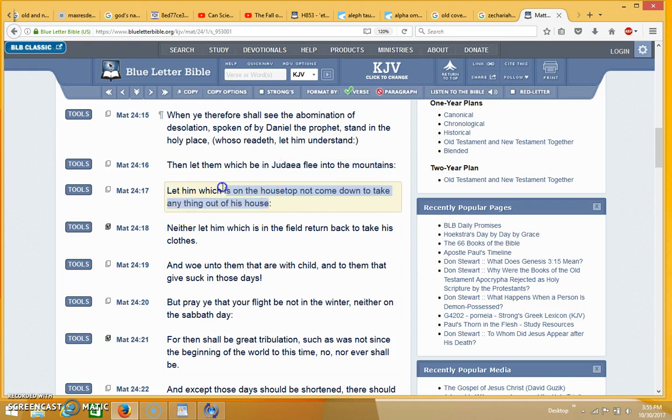And this has been pointed out before, but how can anyone not come down off their housetop unless there's a rapture? And then the next verse says, "Neither let him which is in the field return back to take his clothes." So again, you have to wonder, why wouldn't they be wearing their clothes if they're in the field?